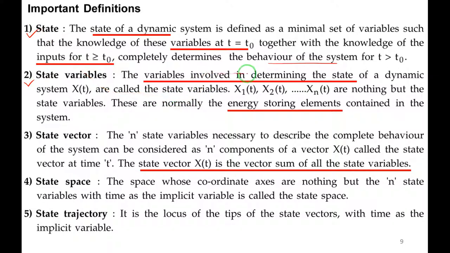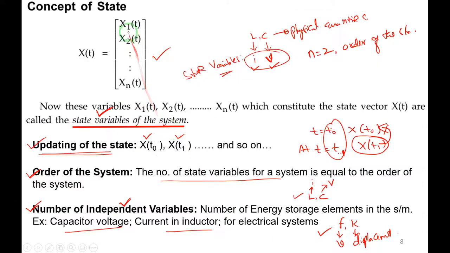Then next, state variables. The variables involved in determining the state of a dynamic system. The variables involved in determining the state of a system, we call as state variables. Let me take 1 minute. Yes, this is the state vector, right? x1, x2, till xn, these are the state variables, x1, x2 and xn, right? And this x of t is the state, and the vector is state vector.